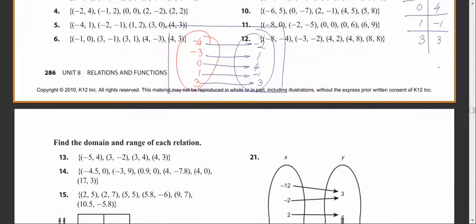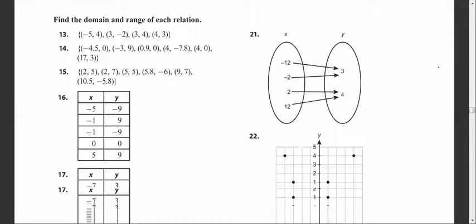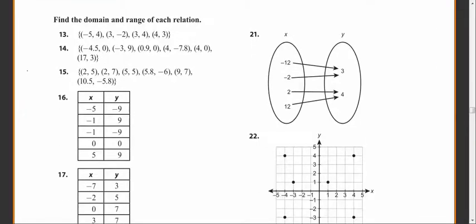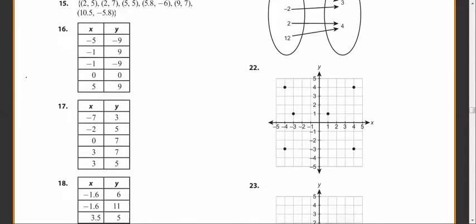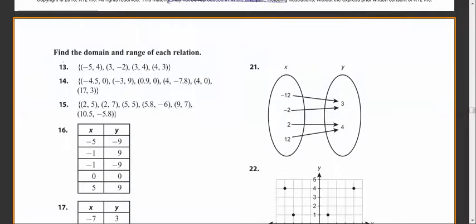Okay? Finding the domain and range. All of these problems from 13 to 22, 23, 24, right? For a problem like number 13, easy. Remember, domain is always the first number, right? That will make your domain. Range will be the second number. And purple here, that will make your range. All right. Domain.